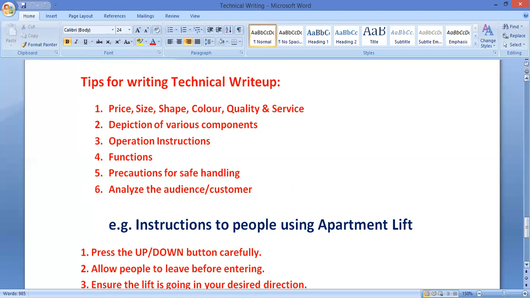Then the second thing is the depiction of various components. You have to depict the various components used in that machine, and that should be in detail, in easy and simple language, or we can say describing the various components. And the third one is operation instruction.